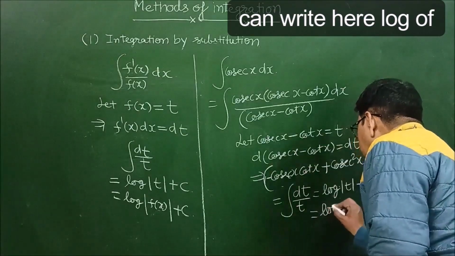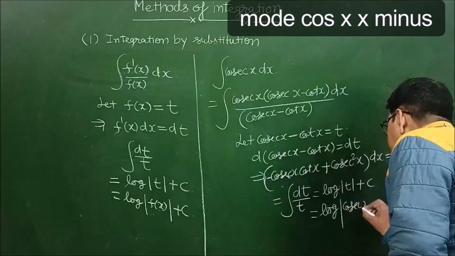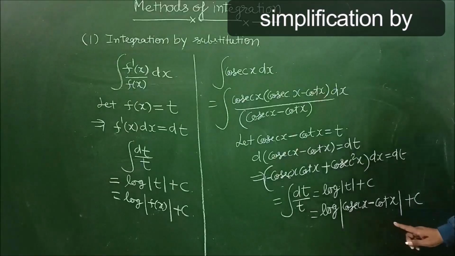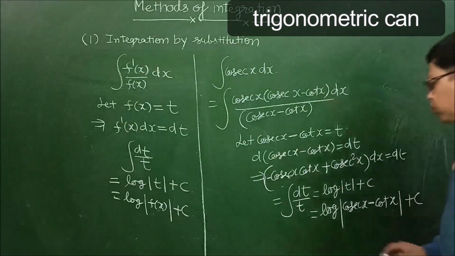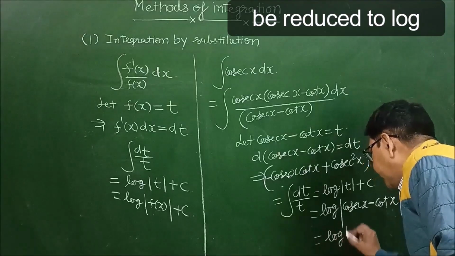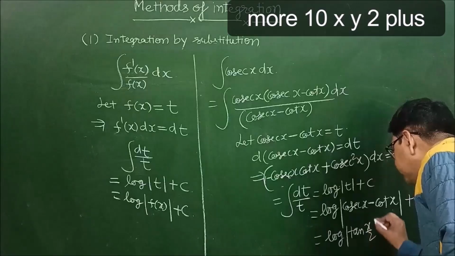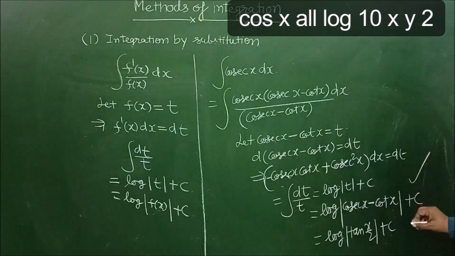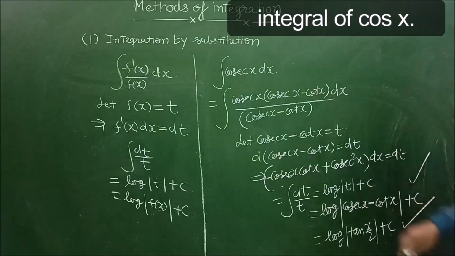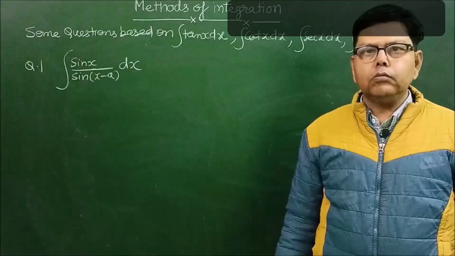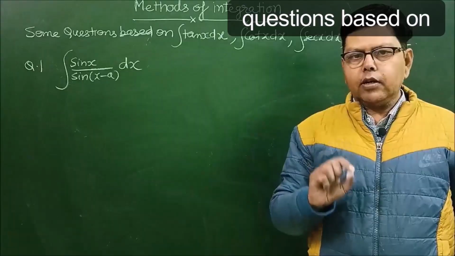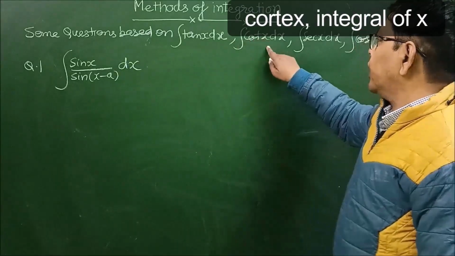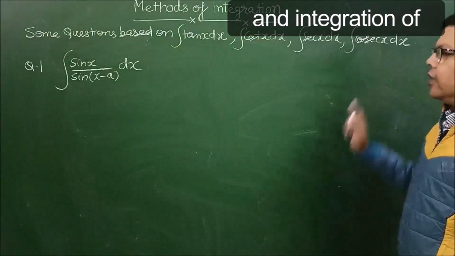So I can write here log of mod cosec x minus cot x plus c, which on further simplification by trigonometry can be reduced to log mod tan x by 2 plus c. So either we can use the formula log mod cosec x minus cot x or log tan x by 2 plus c for the integral of cosec x. Now I will discuss some questions based on the formulas of integration of tan x dx, cot x, sec x, and cosec x.